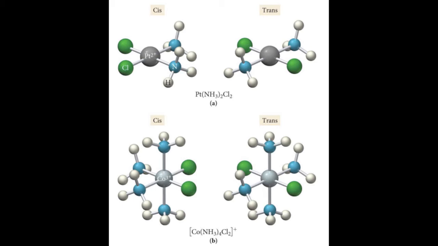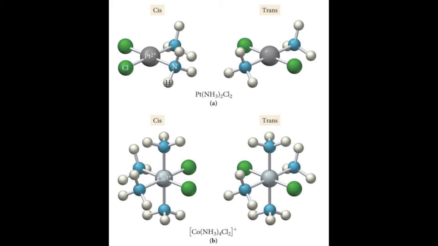And in the top left-hand corner, you see that both of the chlorine atoms are facing the same side. Therefore, that's going to give you a cis molecule. And on the one right next to it, both of the chlorines are opposite of each other. Therefore, that's going to be trans.